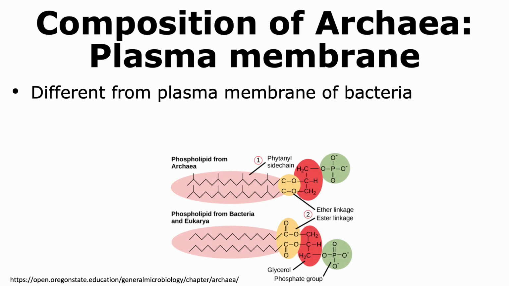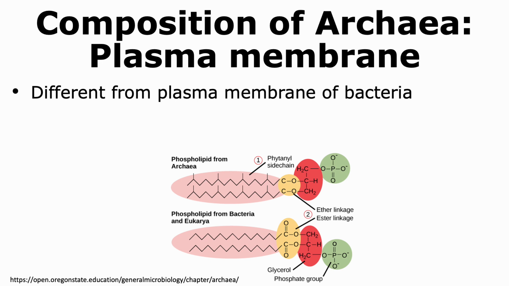Like all living organisms, the archaeal cell has a plasma membrane. However, there are some differences in the plasma membrane of archaea and bacteria, even though both of them are prokaryotes. Let us first look at some similarities. In both cases, the plasma membrane is made up of phospholipids.